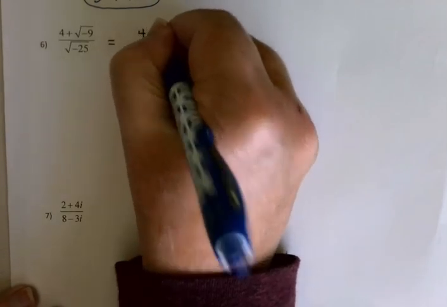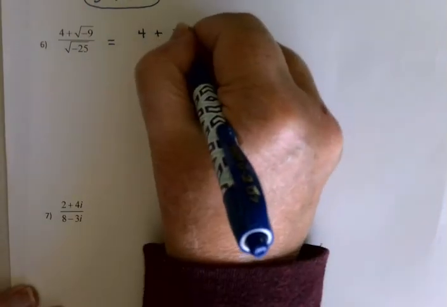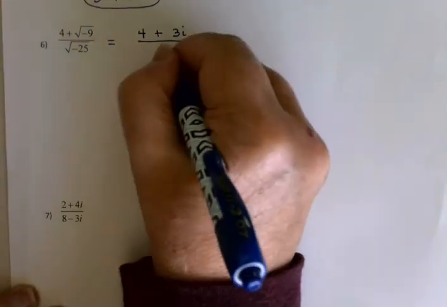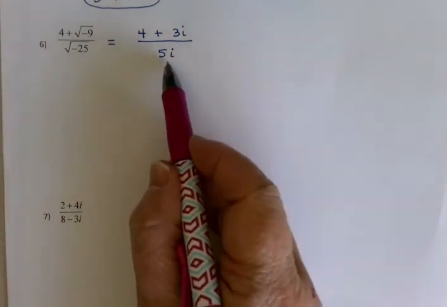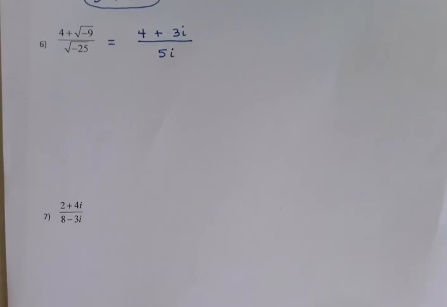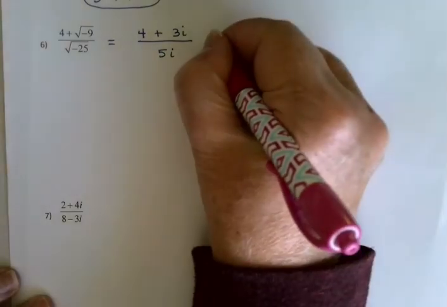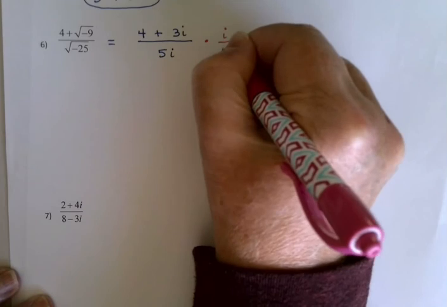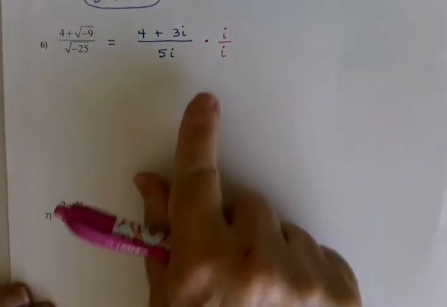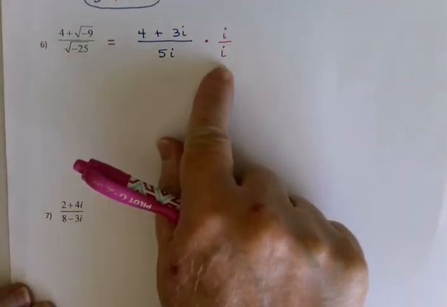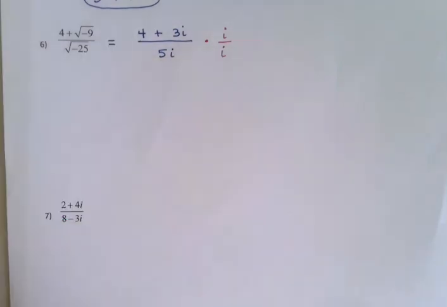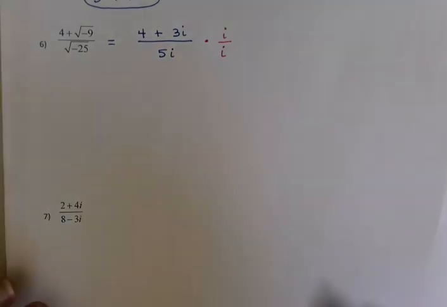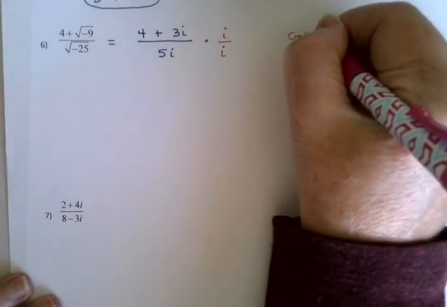That would be 4 plus 3i divided by 5i. When your denominator is just a pure imaginary number, there's no real part, the quickest way to simplify this is to simply multiply by i over i. What that's going to do, of course, is put a 5i squared in the denominator, and once we replace the i squared with negative 1, there'll no longer be any imaginary numbers in our denominator. So our goal here is to get rid of i in the denominator.